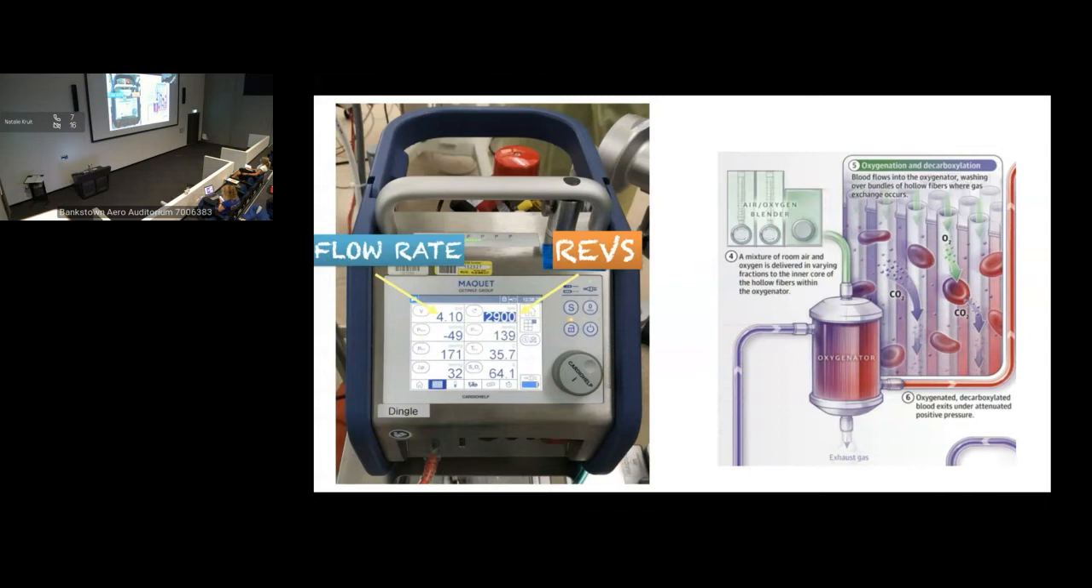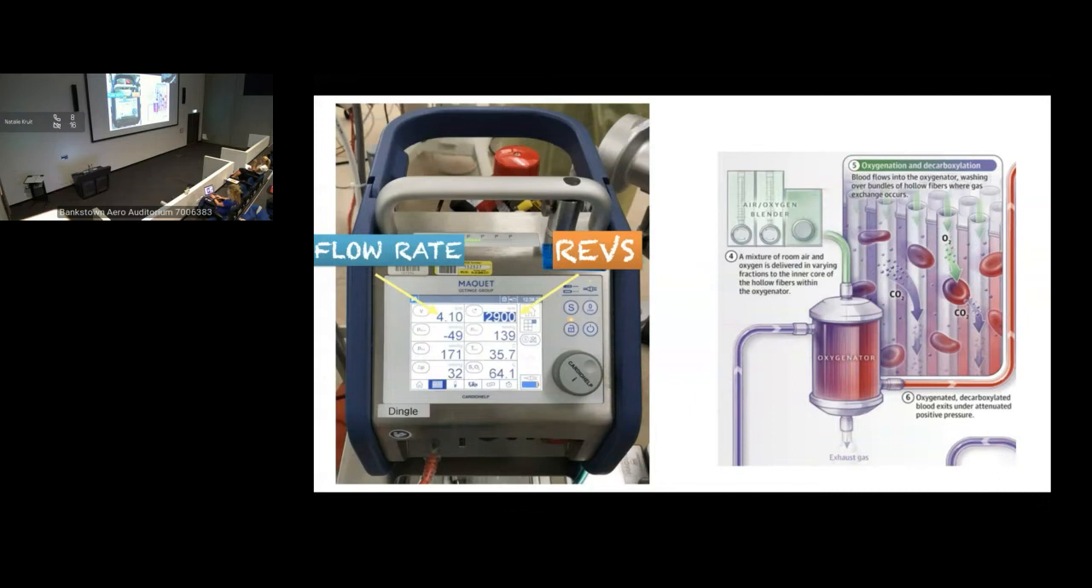We normally aim for a flow of around 3.5 to 4 litres, so about 2/3 or 60% of a patient's cardiac output. So that's generally enough to safely oxygenate the patient when they're supported with this. And what about CO2 removal?